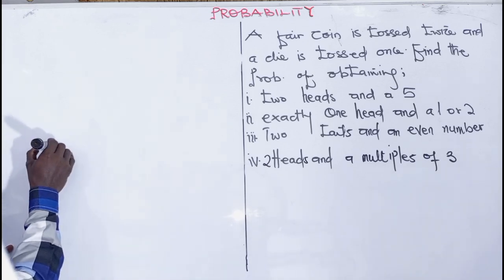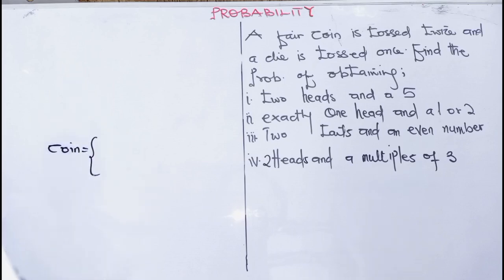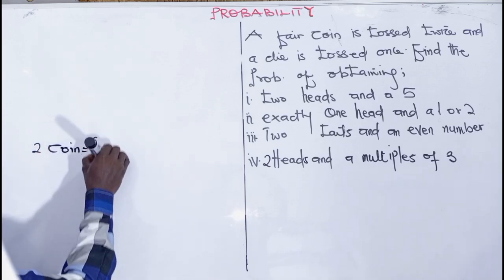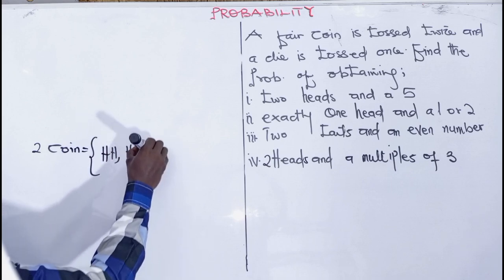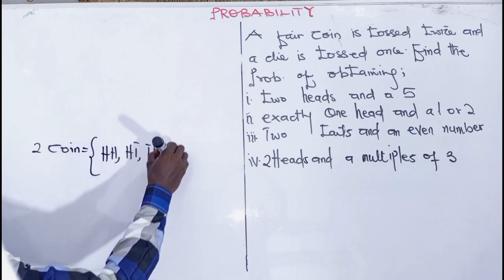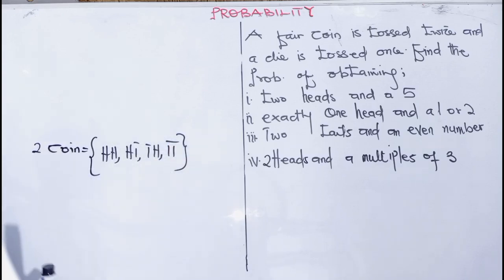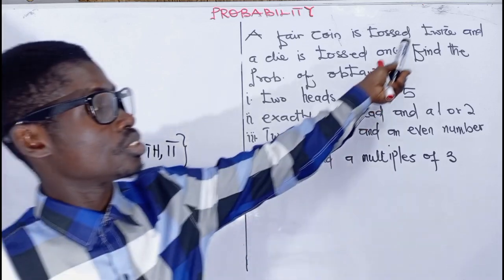twice. So when a coin is tossed twice, what are all the set of possible outcomes for that experiment? When a fair coin is tossed twice, we can have head-head. We can also have head-tail. We can have tail-head. And then we can also have tail-tail. So these are all the set of possible outcomes when a coin is tossed twice.